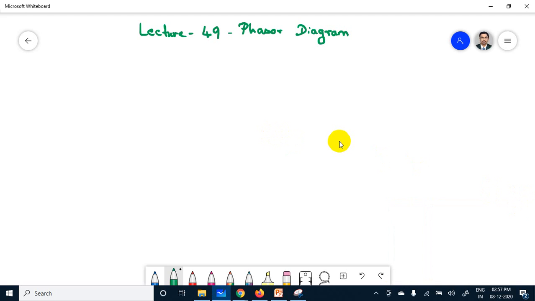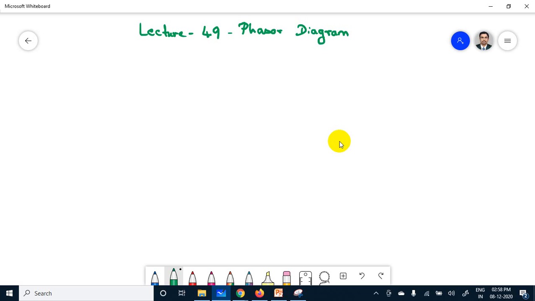So the phasor diagram, this topic is already explained in lecture number 39. But anyway, I'm going to just recollect the topic. The phasor diagram of synchronous motor is almost similar to that of synchronous generator, that is nothing but alternator.